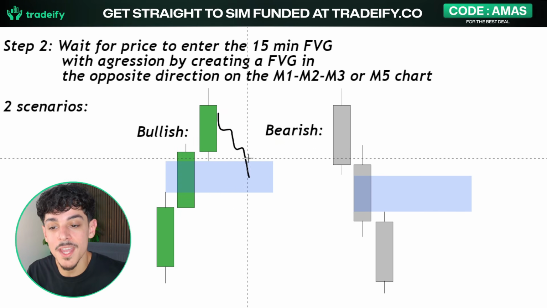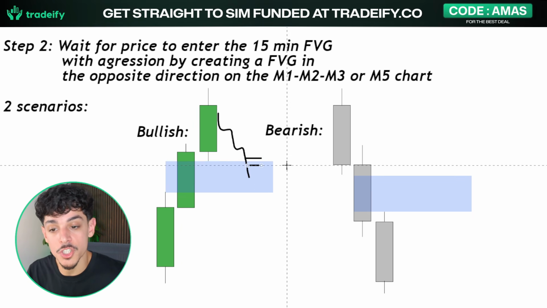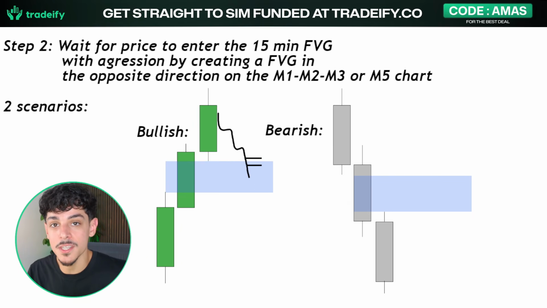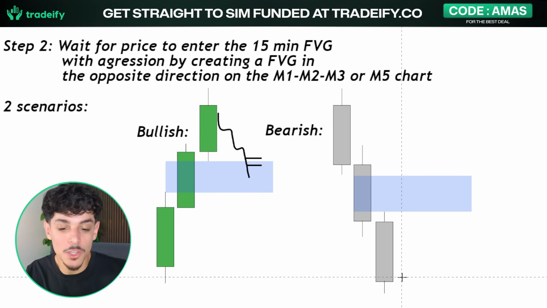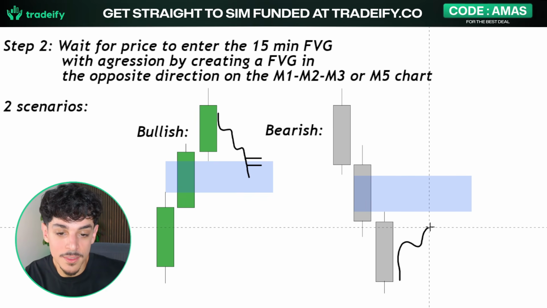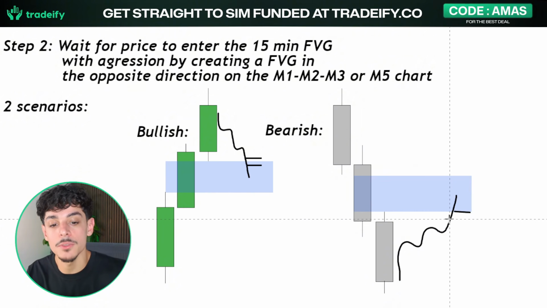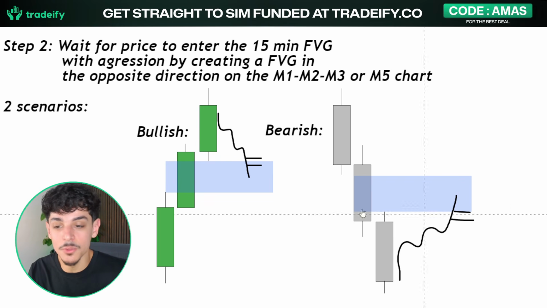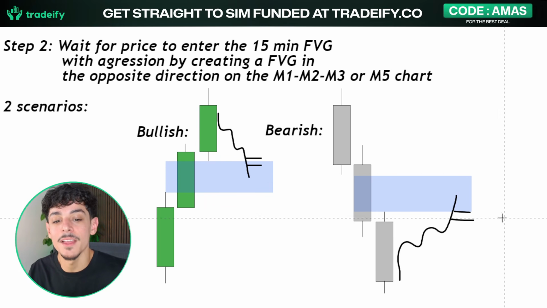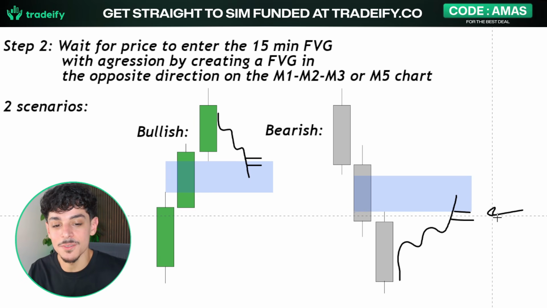So you want to create a bearish fair value gap, which is going to signal that the sellers are being aggressive when you enter the bullish zone. Now let's take a look at the bearish scenario. It's pretty simple. Again, you want to wait for price to enter this 15-minute bearish fair value gap by creating a bullish fair value gap on either the 1, 2, 3, or 5-minute chart, and that will signal that you entered aggressively inside your higher time frame zone and the buyers are located inside this fair value gap right here.